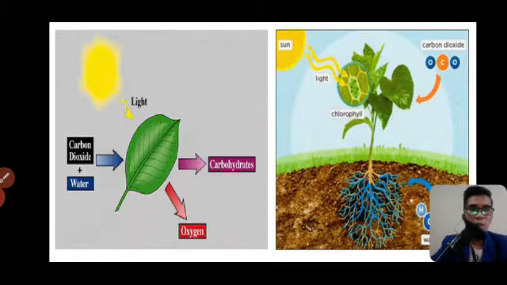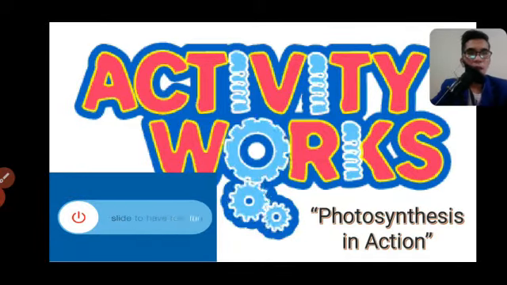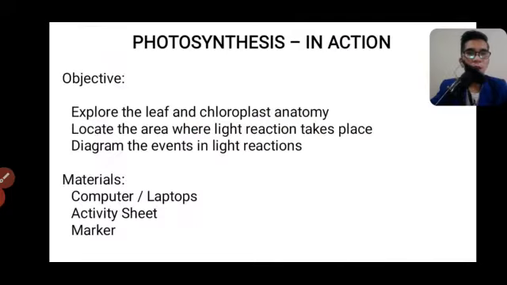Right after presenting the question, you may try to post pictures or a sequence of the photosynthesis, the food making process, and that is followed by the activity. The title of the activity I have here as a suggestion is Photosynthesis in Action. The objectives are to explore the leaf and chloroplast anatomy, locate the area where light reaction takes place, and diagram the events in light reactions. Materials, of course: computers, laptops, and internet connectivity.